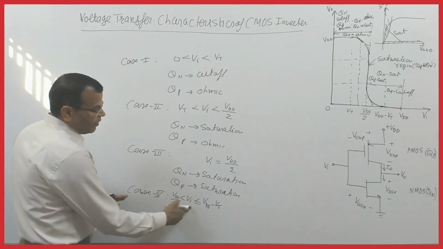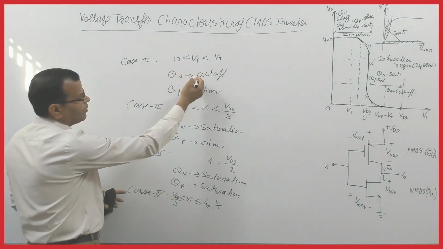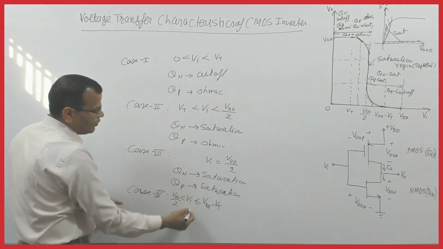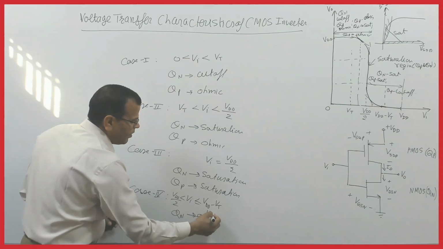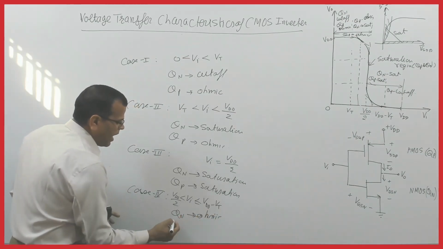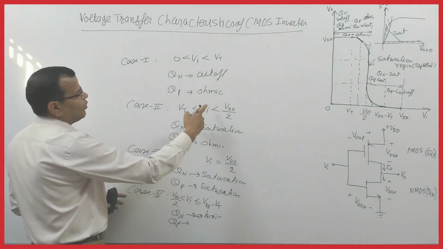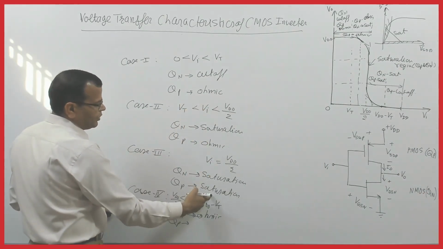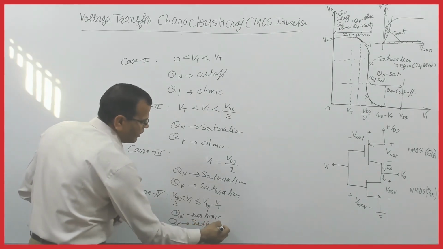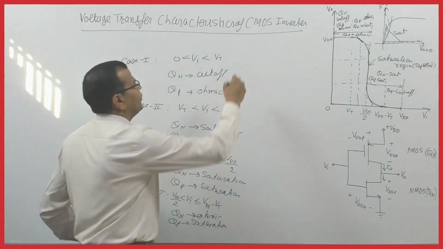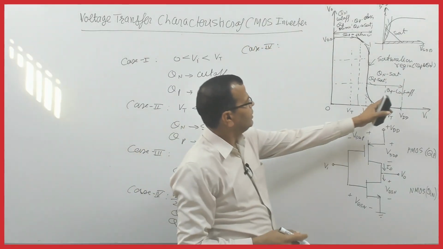Fine. So for this, you can see from here, Q1 was in cutoff and it has entered into saturation. So here Q1 will be entering into the ohmic region, right? And QP was ohmic, then saturation, right? So it will remain in the saturation region here. And case 4, why is it so? Because it is symmetrical.